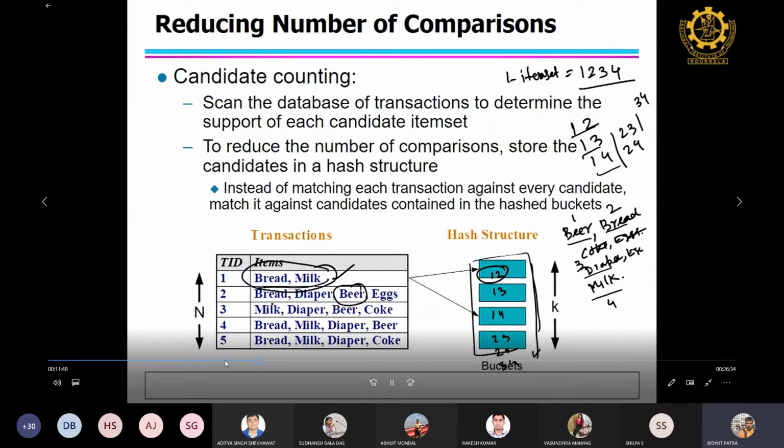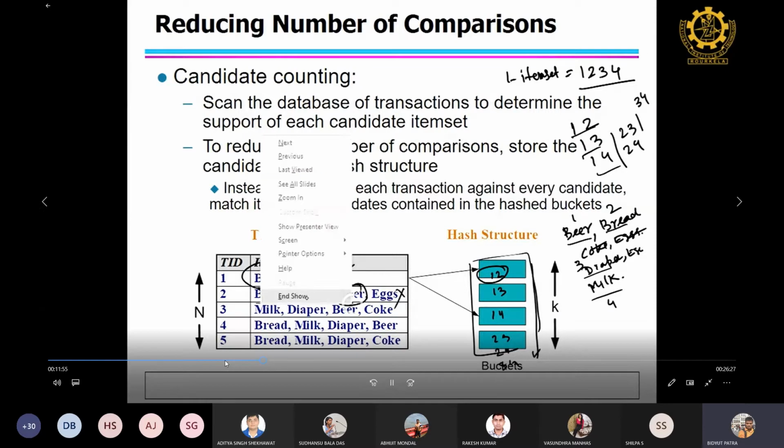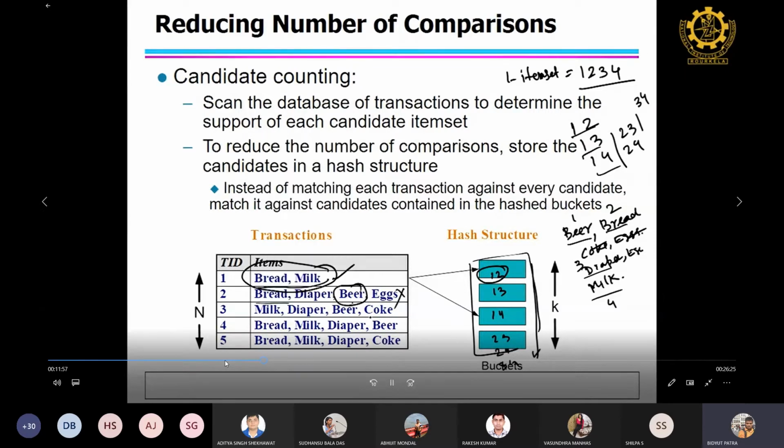Similarly, say in the second transaction, bread, diaper, beer and egg. Then you arrange them, so beer will come first, then bread, and then diaper. So it will be 1, 2, 3. From 1 to 3, you generate the item sets 1, 2, then 1, 3, and 2, 3. So from this transaction you can make 3 subsets, and for these 3 subsets you search here. First you search for 1, 2, then you search for 1, 3, then you search for 2, 3.